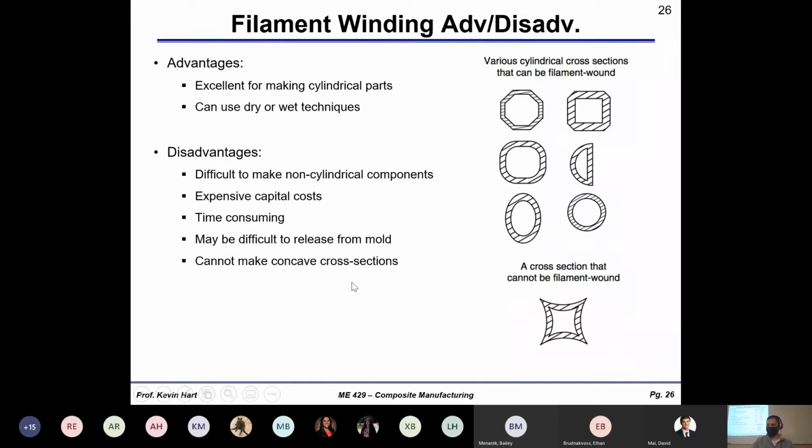The disadvantage is you can't really make non-cylindrical components all that well. You have a lot of capital costs when you're talking about purchasing an inverse lathe to make this happen. It's time consuming. It can take a while to wrap all this around, and it's sometimes difficult to release from the mold. If you think about wrapping all of this fabric around a mold, you're probably wrapping it pretty tightly so that it stays on there. Then during the cure process, the composite tends to shrink around that mold. And so it can be really, really hard sometimes to get that woven fabric, which has been solidified after the manufacturing process, off the mandrel.